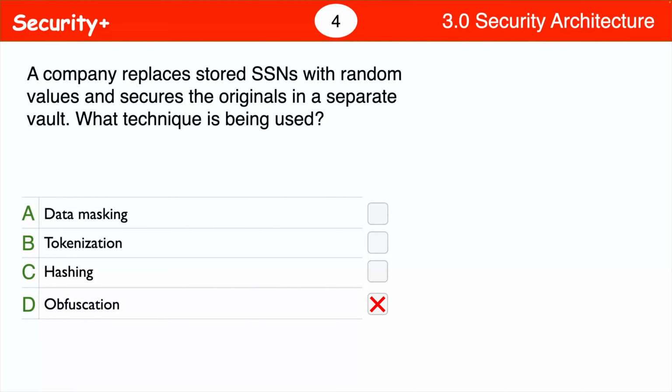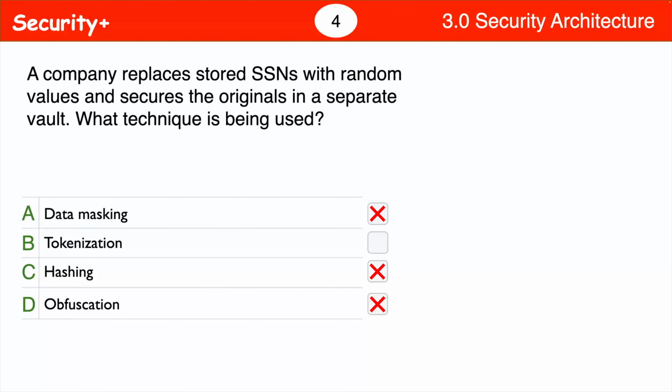Next, we can eliminate C, hashing. And hashing converts data to a fixed output that's irreversible. So this is not the right one. And finally, we can eliminate A, data masking.